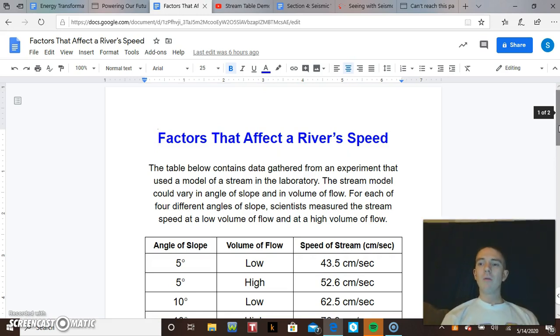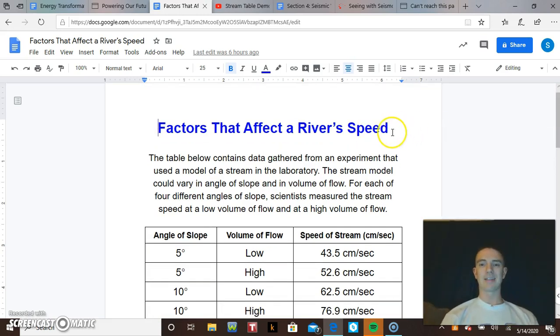So what we've been talking about for the past couple days is the factors that affect the river's speed, and basically the force of moving water and how moving water has been eroding our land for millions and billions of years and how it's created what we see today. We talk about rivers, river features such as oxbow lakes, and meanders. Now we're going to be talking about the factors that affect a river's speed.